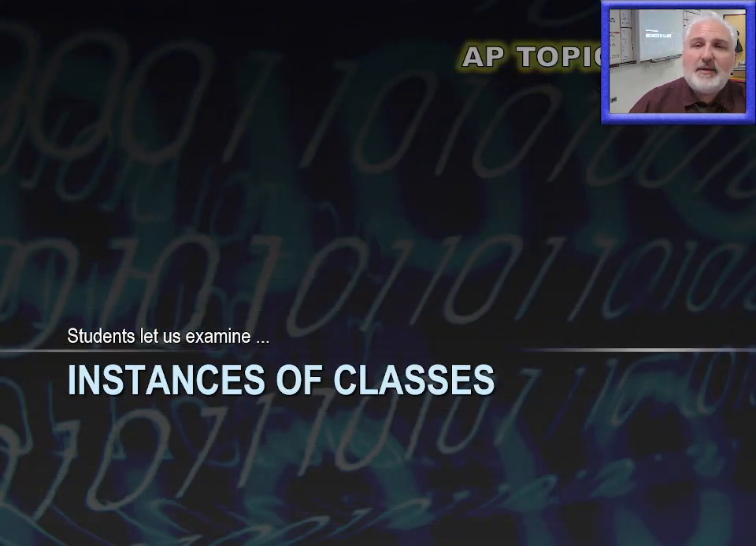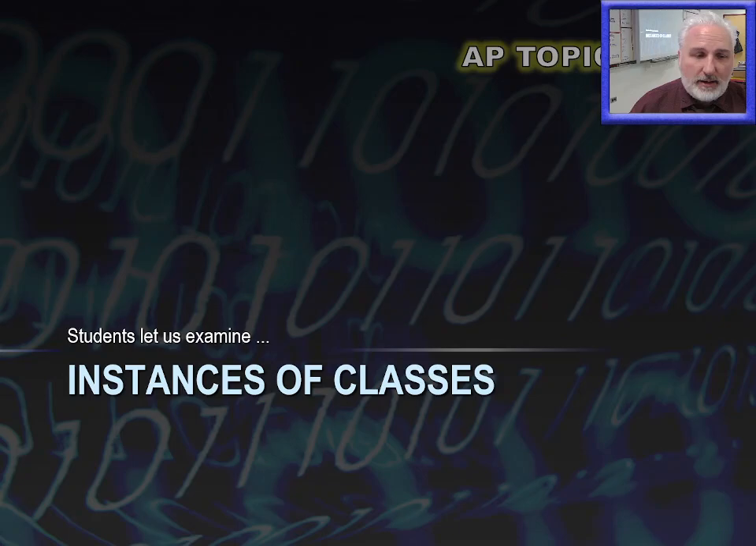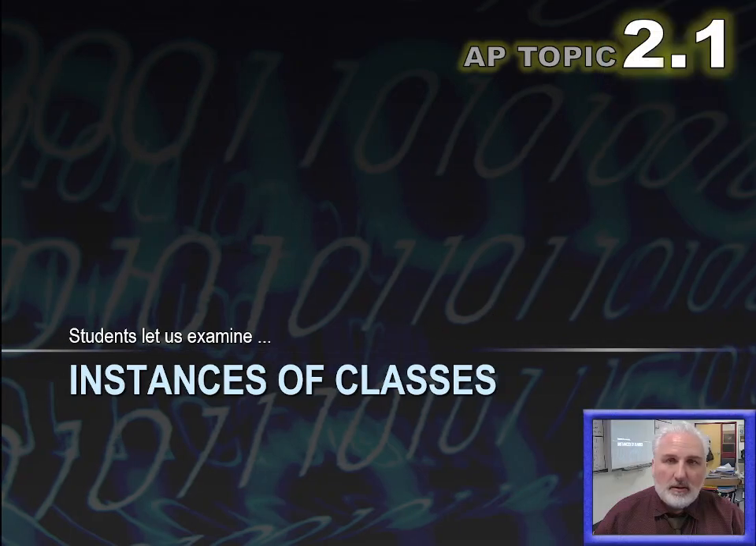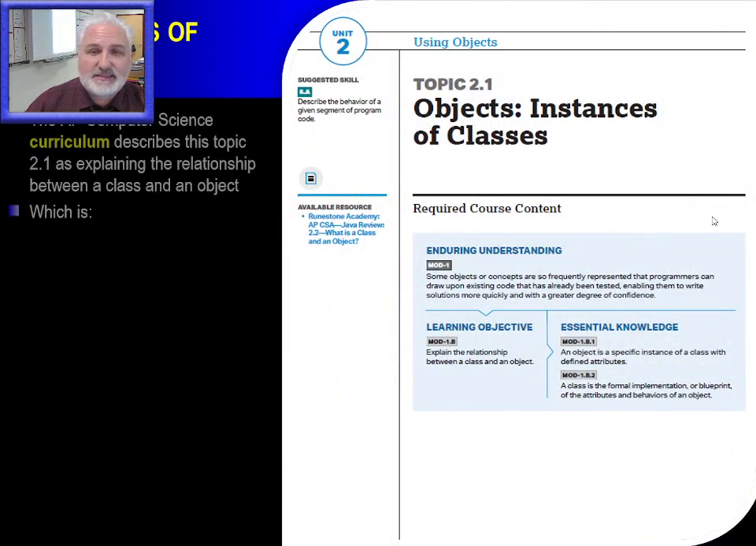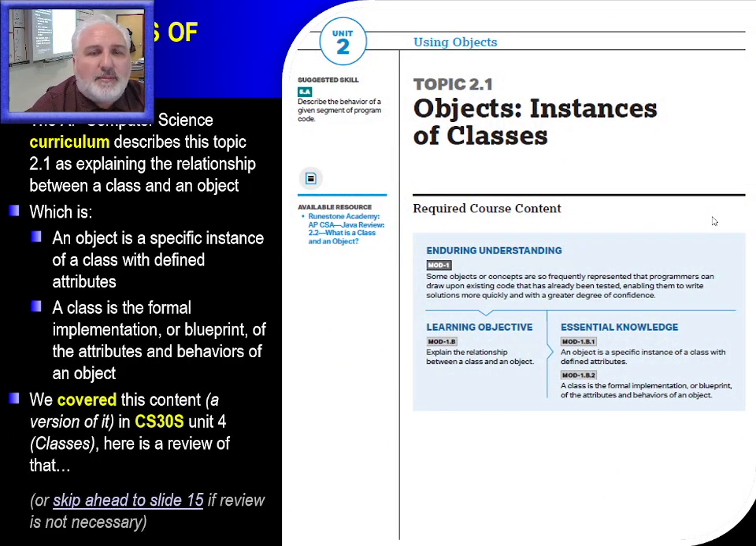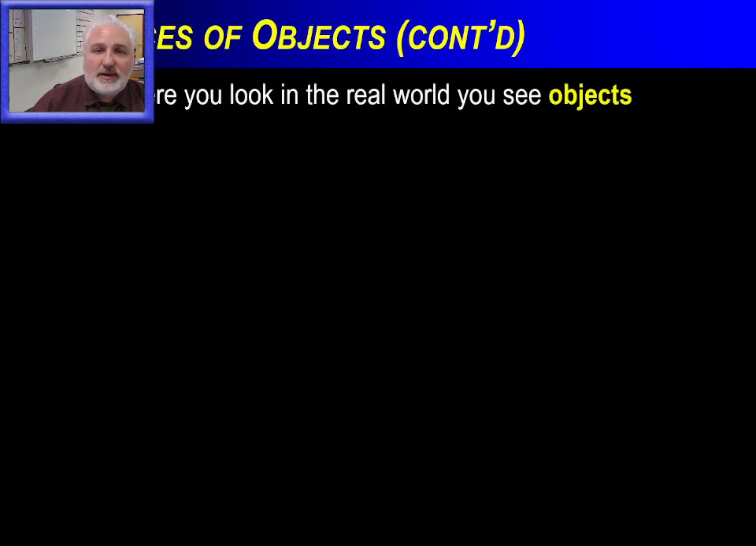All right, so let's examine topic 2.1 in the AP curriculum, which is the instances of classes. All right, so it's described as an object is a specific instance of a class with defined attributes. A class is the formal implementation or blueprint of the attributes and behaviors of an object. So we certainly covered this in Computer Science 30S.